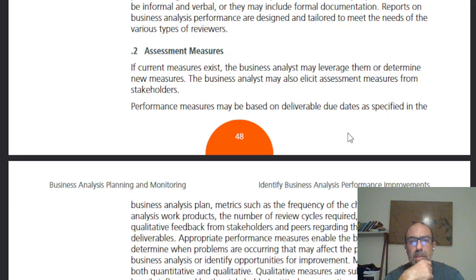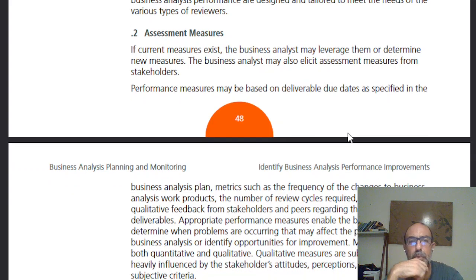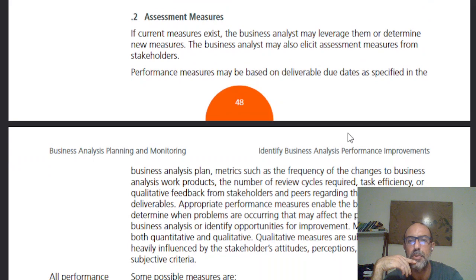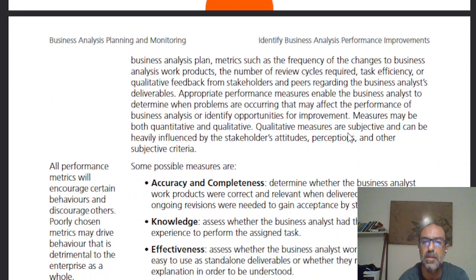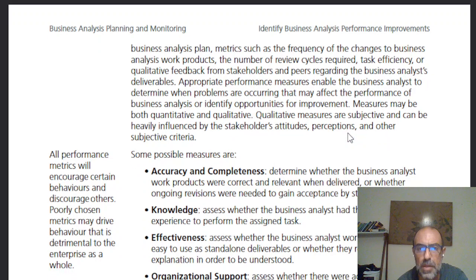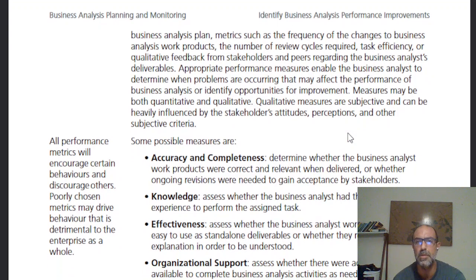If current measures exist, the business analyst may leverage them or determine new measures. The business analyst may also elicit assessment measures from stakeholders, of course. Performance measures may be based on deliverables, due dates, and specified in the business analysis plan. All right. Metrics such as frequency of changes to business analysis work products, the number of review cycles required, task efficiency, qualitative feedback from stakeholders and peers regarding the business analyst deliverables. These are the KPIs. Appropriate performance measures enable the business analyst to determine when problems are occurring.